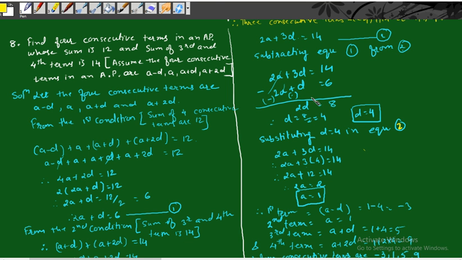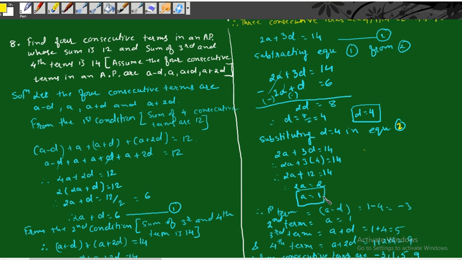So by subtracting, see, the second equation I took first, that is 2a plus 3d is equal to 16 minus 2a plus d is equal to 6. As we are subtracting, the sign will be changed. So 2a will be cancelled, and 3d minus d, that is 2d, is equal to 14 minus 6, that is 8. So I'll get the value of d, that is 4. Now substituting in any equation, equation 1 or 2, I will get the value of a, that is 1.